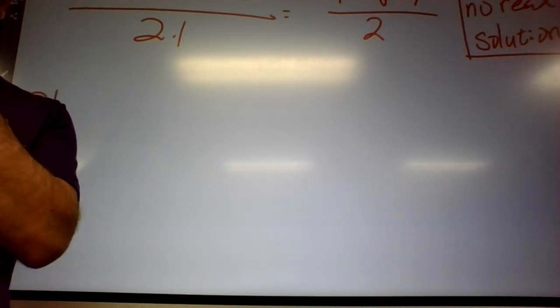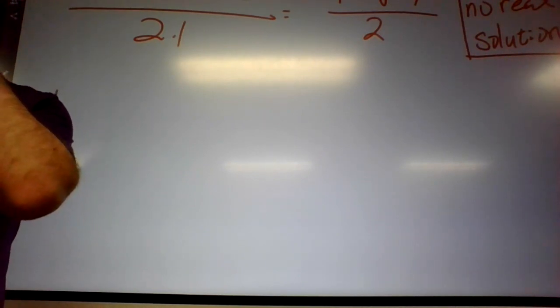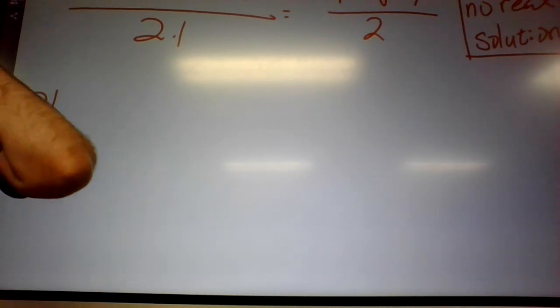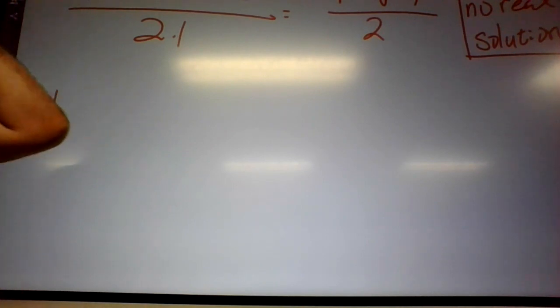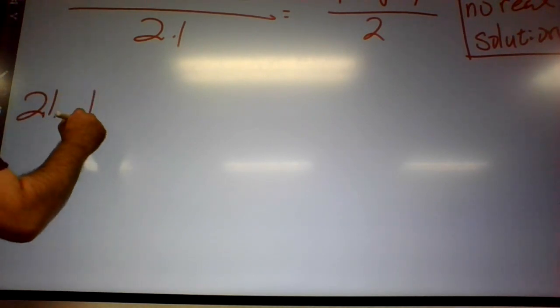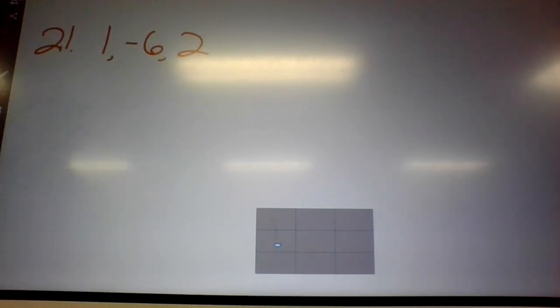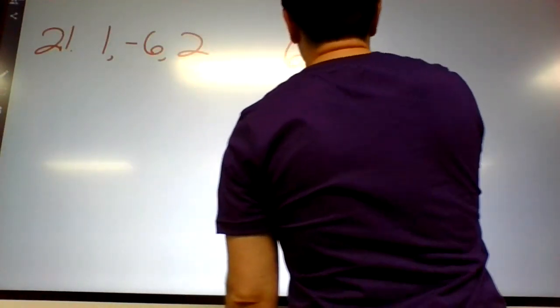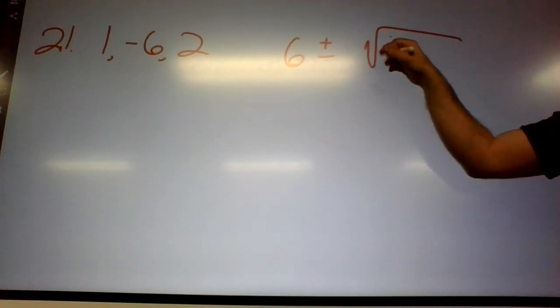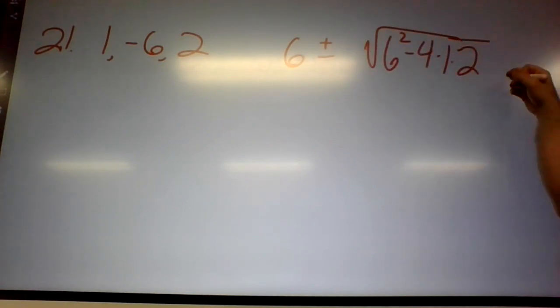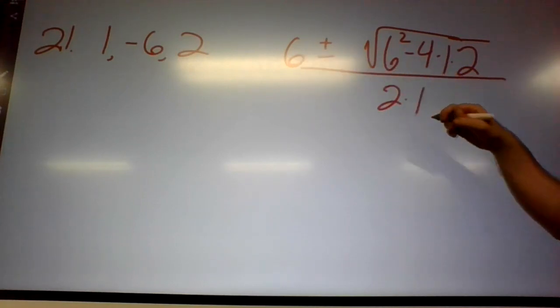Use the quadratic formula. All right, Miranda, what's the A, B, and C on 21? A is 1, B is -6, and C is 2. Yep. And if we plug those in, 6 plus or minus the square root of 6 squared minus 4 times 1 times 2, and then over 2 times 1.